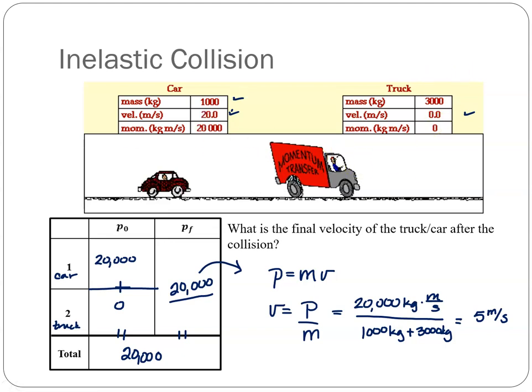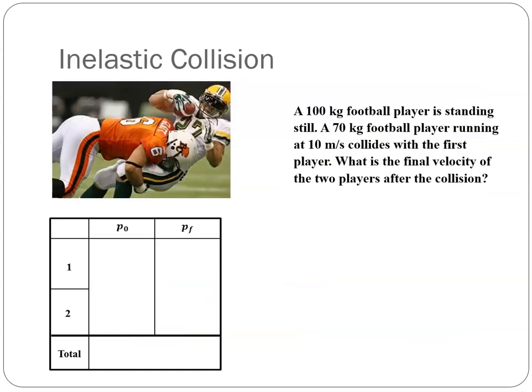So let's look at another one where you don't have the picture to start with. In this one, you have a 100 kilogram football player who's standing still, and a 70 kilogram football player running at 10 meters per second is going to collide with the first player. We want to know the final velocity of the 2 players after the collision. So I'm going to go ahead and draw a picture.